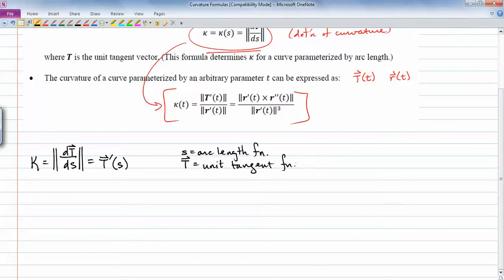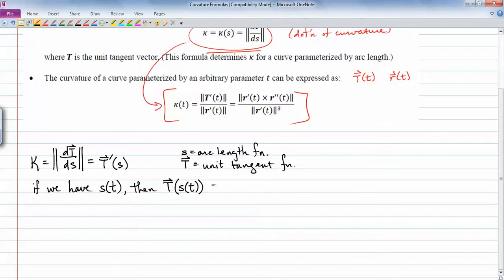Okay, so really what we want is kappa in terms of t. Well, if s is in terms of little t, remember, parameterizing in terms of arc length as opposed to in terms of t, we needed to figure out s in terms of t, because then we could plug that in and rearrange our original r of t into r of s. So if we have s of t, then you could think of T of s as T of s of t.